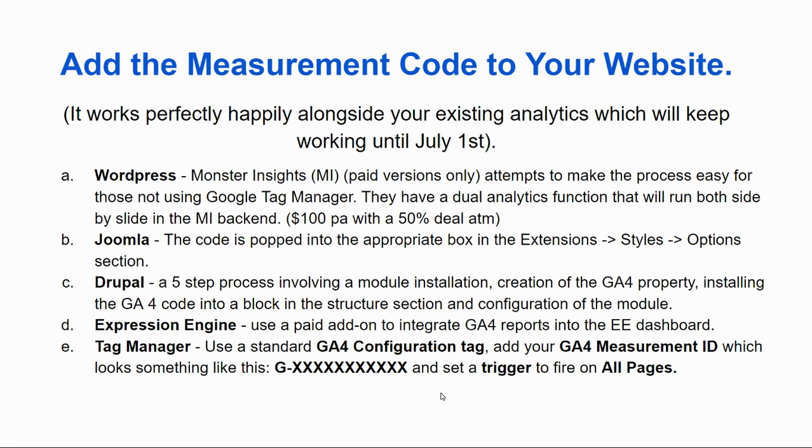And at a basic level, there's a standard GA4 configuration tab. You stick that into Google Tag Manager. You pop in your measurement ID from GA4, which starts with a G these days rather than the UA of the old style analytics. And then you set a trigger that fires on all pages, and then GA4 will start collecting basic info.